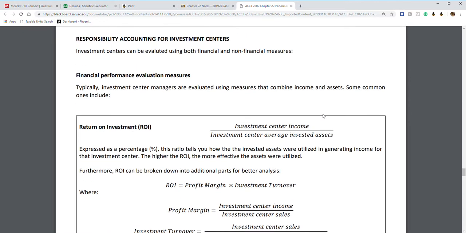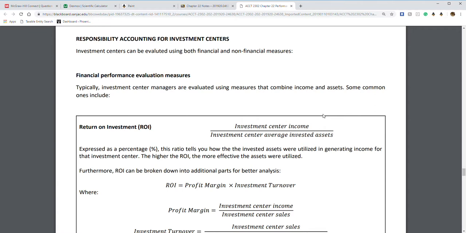So that's the profit center. Profit center, I would say, is probably the hardest one to get your head wrapped around, just because there's so much involved with it. But once you get that formula down and understand it, you're good. So let's add in the next part.